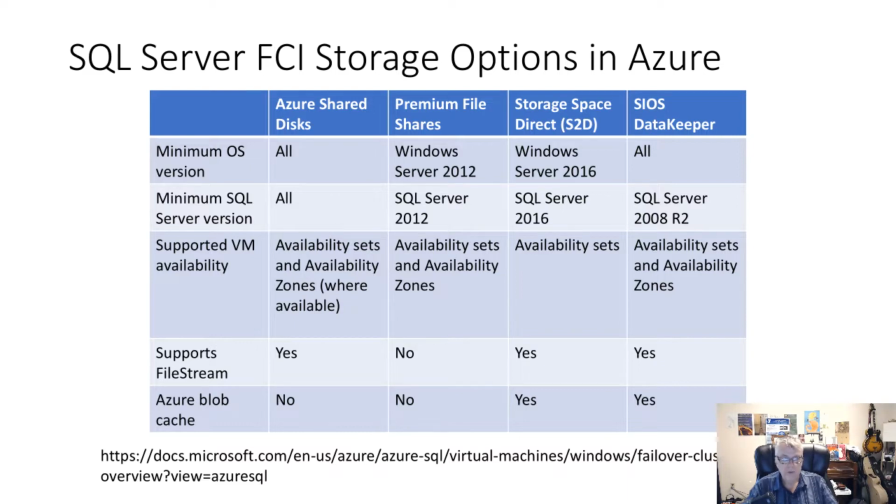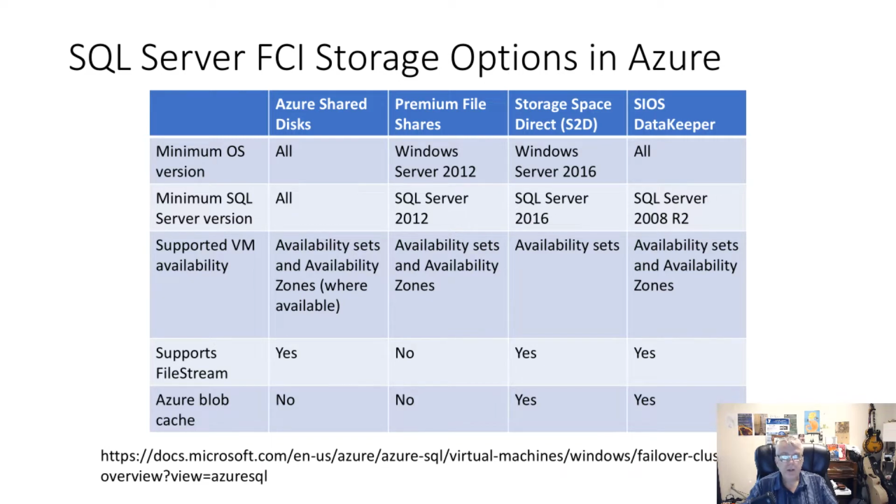I say availability zones, but we'll see later, there's only a limited number of regions today that support that, so that's important to check out. It does support file stream, however, it doesn't support the Azure Blob Cache, so you can't take advantage of caching on your storage, which is sometimes going to be important.